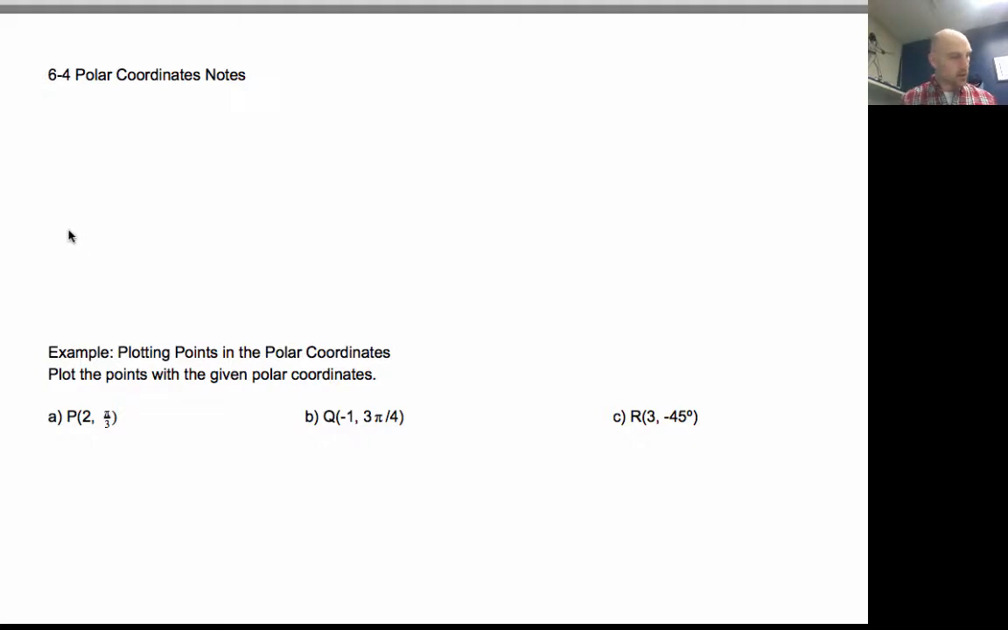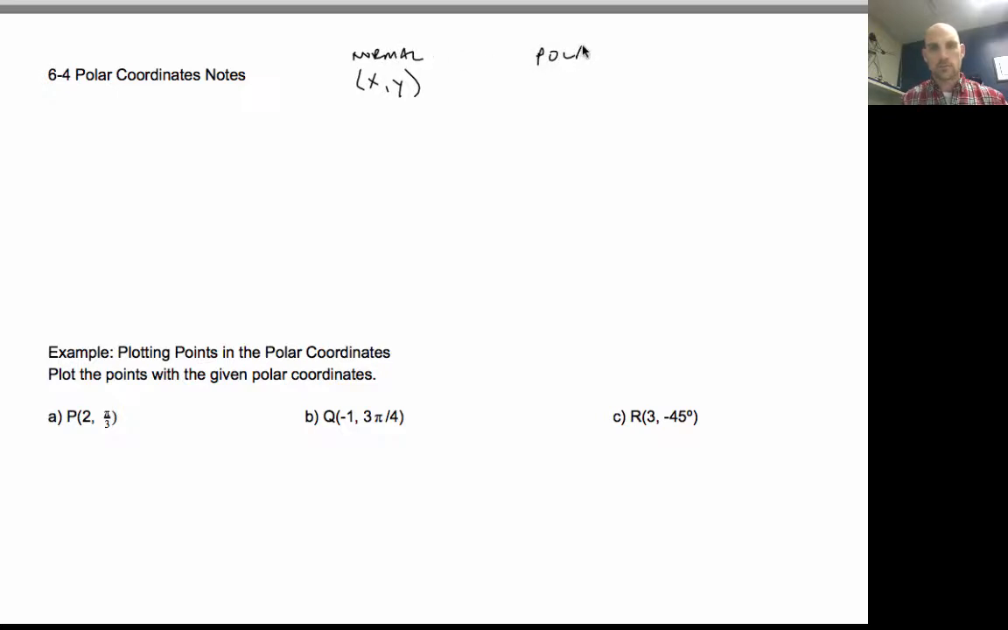Welcome back. Today we're going to talk about polar coordinates and the notes. Now here's the thing about polar coordinates. Polar coordinates are different because normally we go with an x, y. Right? Right, left, up, down. Okay? This is our normal.